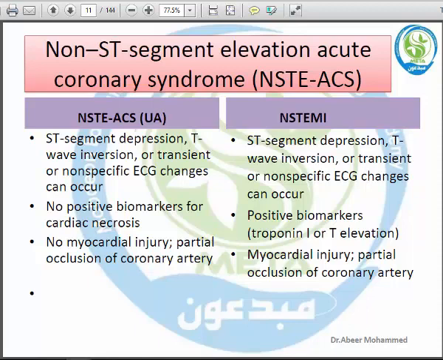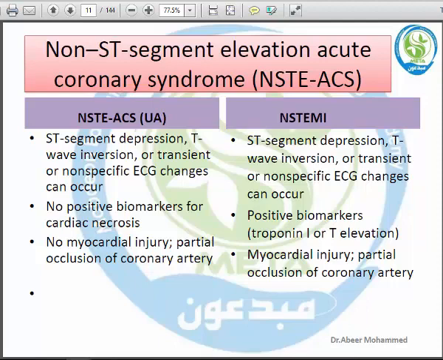non-ST unstable angina بيكون negative biomarkers. في non STEMI بيكون positive biomarkers. ليه؟ لأنه حصل partial occlusion to the coronary artery. في ال unstable angina maybe العيان يجي من غير myocardial injury.